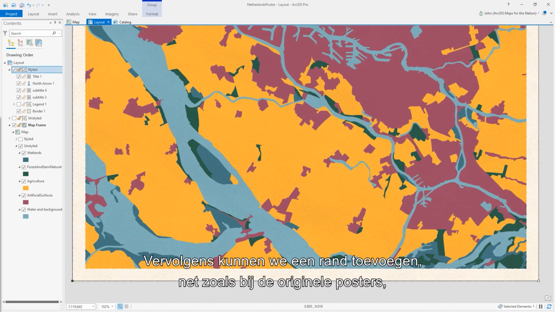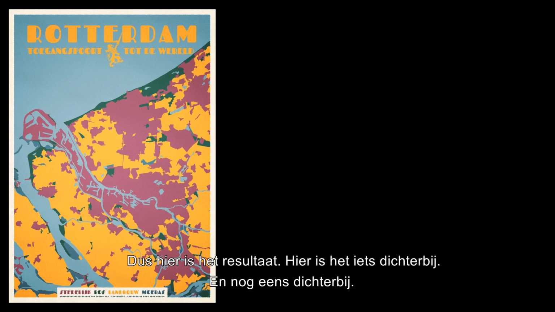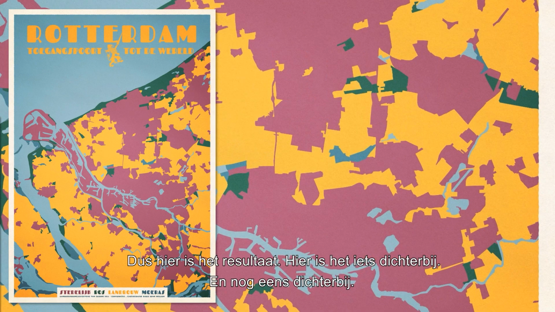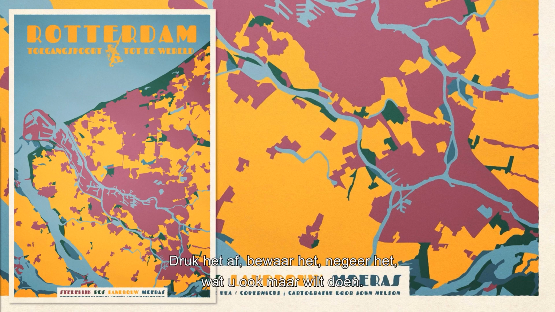Next, we can add a little bit of a border, just like the real posters did, and a legend. Always sign your work. So here's the result. Here's a closer look, another closer look. Now this poster is available to you. I've printed out some really big versions of this, and you are welcome to have at it. Print it, keep it, ignore it, whatever you'd like to do.